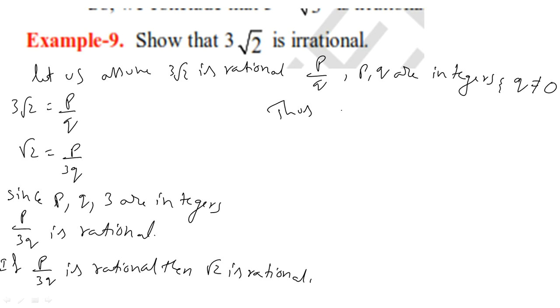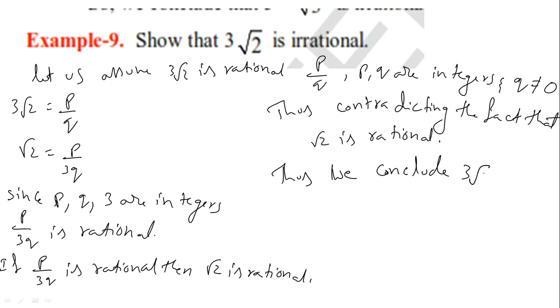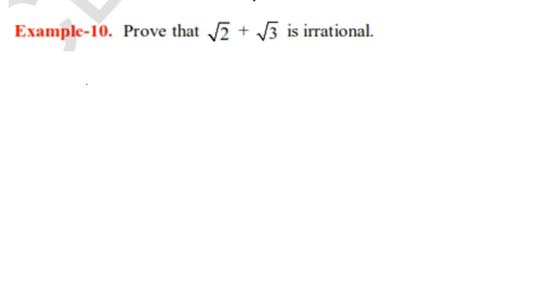Thus contradicting the fact that root 2 is irrational. Okay, why did this occur? This occurred because we assumed that 3 root 2 is rational. Thus, we conclude 3 root 2 is irrational. Okay, done. Example 10. Prove that root 2 plus root 3 is irrational.